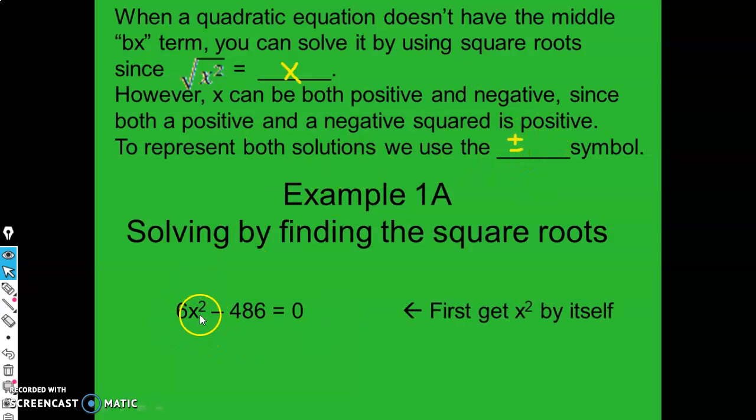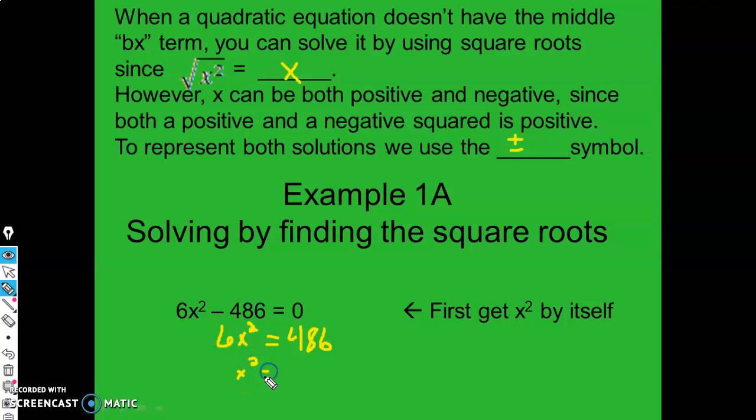Here you see there is no linear term, it has a quadratic term, x squared. So we can solve this equation by square roots. First thing you want to do is isolate the x squared term. So we'll move the 486 to the other side by adding it over, so it becomes positive 486 over here. So we have 6x squared equals positive 486. Then once again you want to isolate x squared, so you're going to get rid of the 6. You would divide both sides by 6.